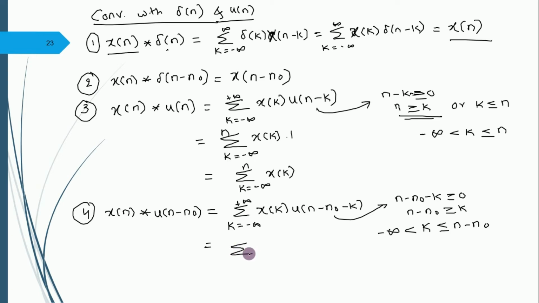So this becomes summation k is equal to minus infinity till n minus n naught. In place of n, I am having n minus n naught. x of k into 1, or just write x of k. That's it. So this is the answer for the fourth one. I hope it is clear to you. Now the fifth one.